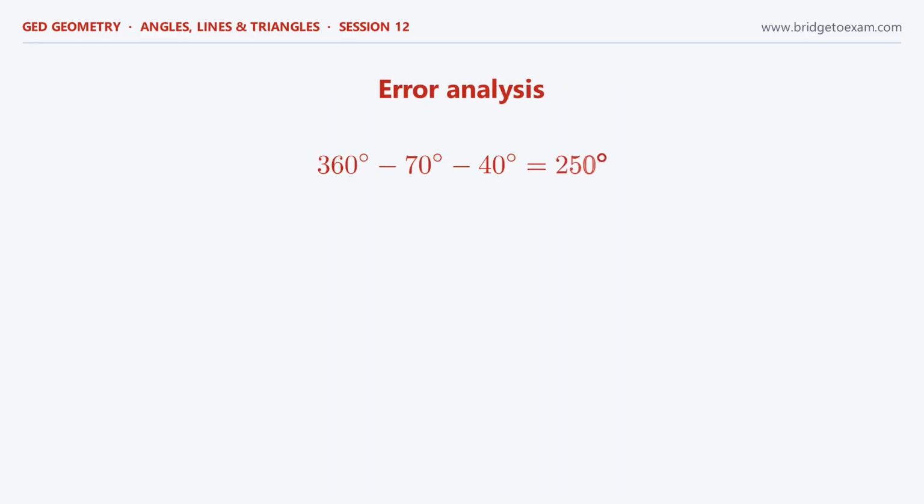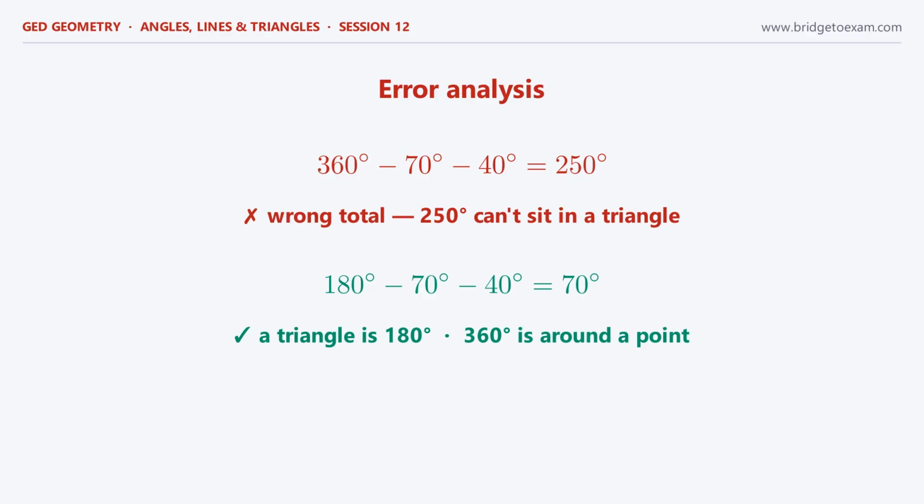Let's do an error analysis, because seeing a mistake helps you avoid it. A student is finding a missing angle in a triangle. They believe the three angles add to 360, so they compute 360 minus 70 minus 40 and get 250 degrees. Where did it go wrong? The total. A triangle's interior angles add to 180, not 360. 360 is the angles all the way around a point. The correct answer is 180 minus 70 minus 40, which is 70 degrees.